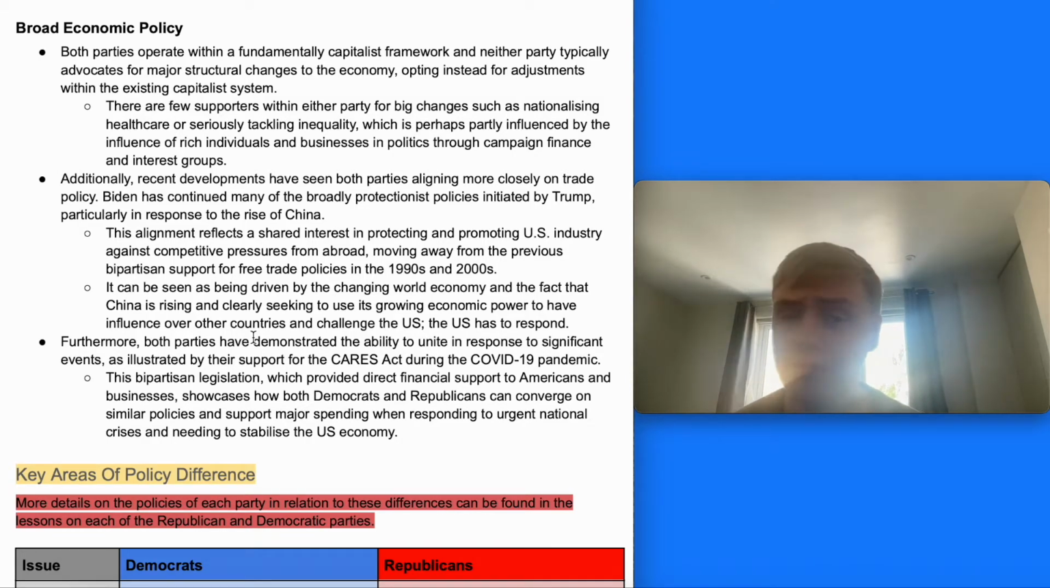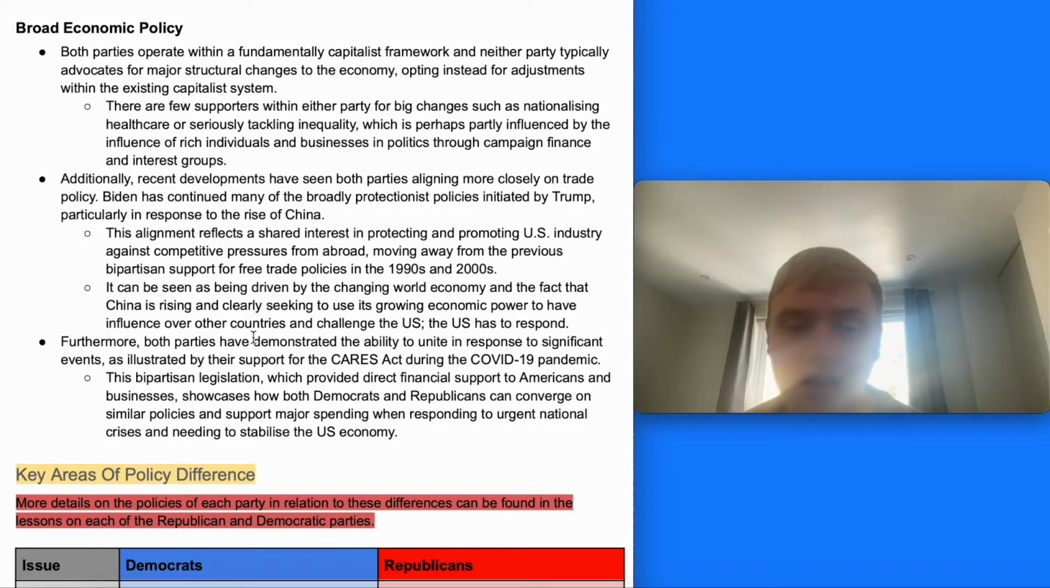This can be seen as being driven by the changing world economy and the fact that China is rising and clearly seeking to use its economic power to have influence over other countries and challenge the US's dominance, and the US has to respond. There's not really many party divisions over that because they fundamentally agree that the US has a similar interest. Furthermore, both parties have demonstrated the ability to unite in response to significant events, as illustrated in their support for the CARES Act during the COVID-19 pandemic.